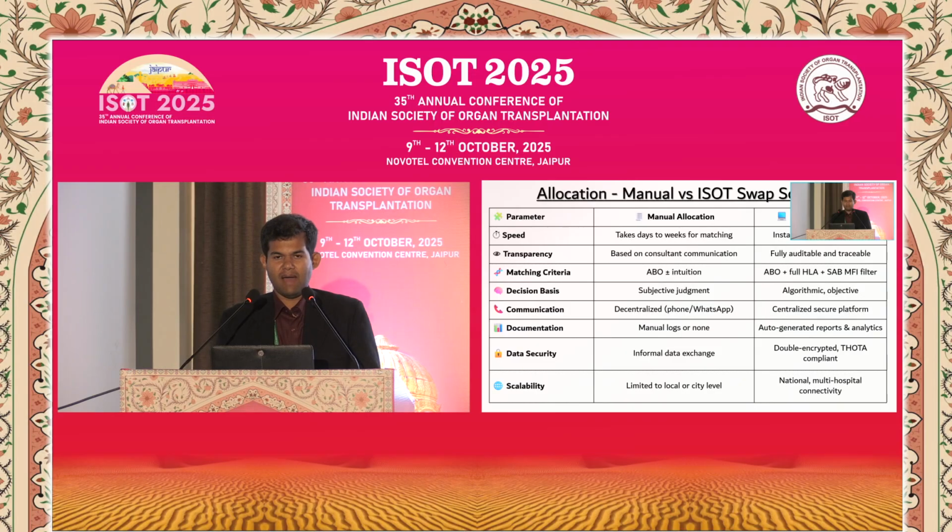So to compare manual versus ISOT allocation swap software, manual matching can take days or weeks, relying on consultant discretion, communication and intuition. The ISOT platform, however, performs instant real-time matching using full HLA, SAB and MFI filters. It replaces subjective judgment with an objective, criteria-based, transparent and fully auditable system. Communication moves from scattered calls and WhatsApp messages to a secure, centralized platform with auto-generated reports. The result is double encrypted data security, national scalability, and a system that brings precision, speed and fairness to a swap system.